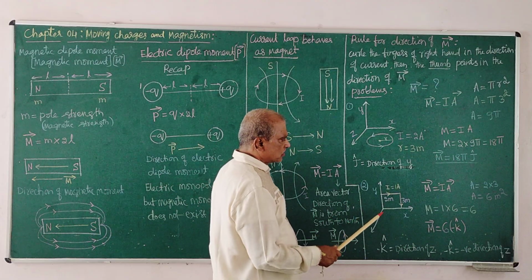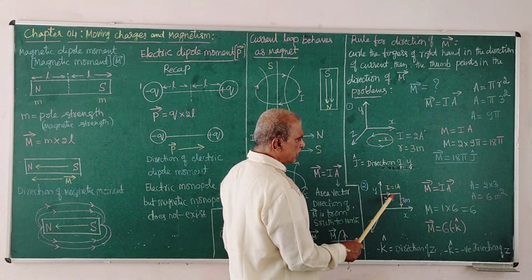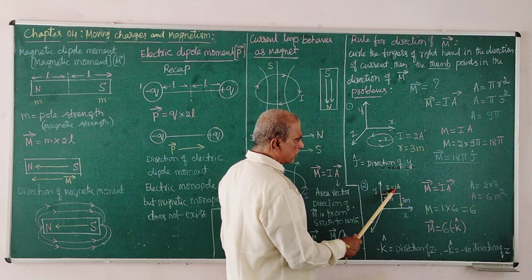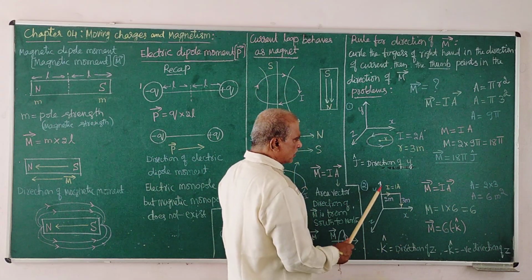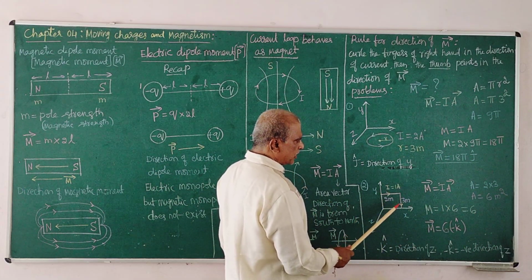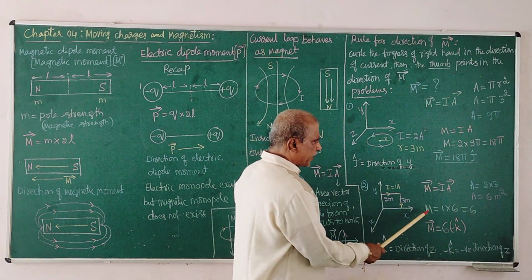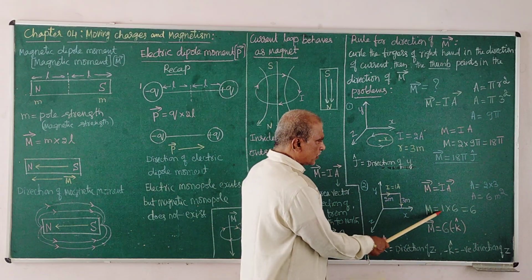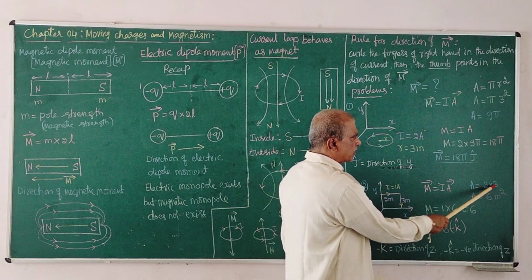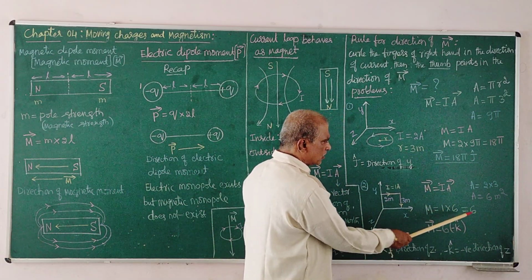Suppose the loop is not circular, it is a rectangle like this, 2 meters by 3 meters. The current direction is this. Current strength is 1 ampere. Calculate M and direction. The loop is in the xy plane, perpendicular to the z direction. Find the magnitude: the area of a rectangle is length into breadth, 6 square meters. A is 6, current is 1, so M equals 6.